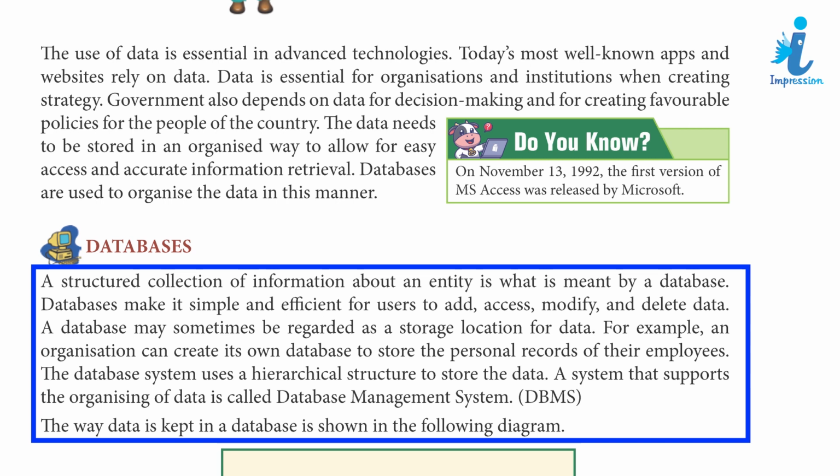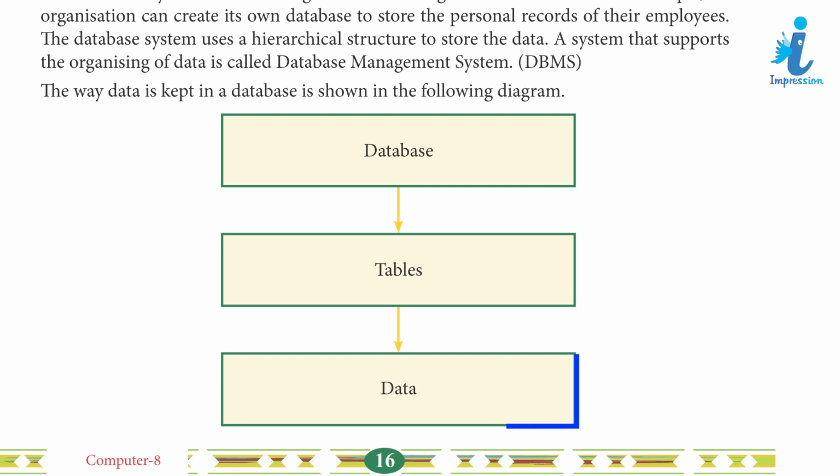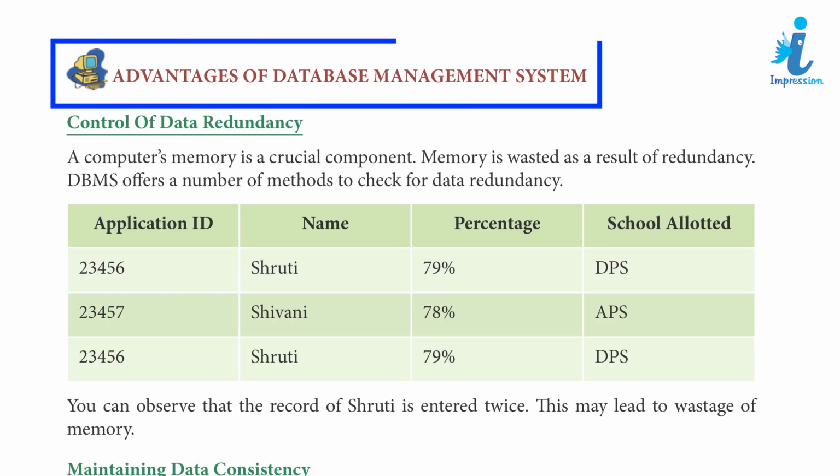The database system uses a hierarchical structure to store the data. A system that supports the organizing of data is called Database Management System, DBMS. The way data is kept in a database is shown in the following diagram. Database, tables, data.